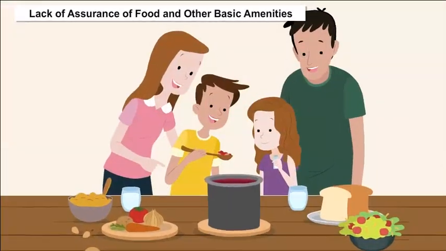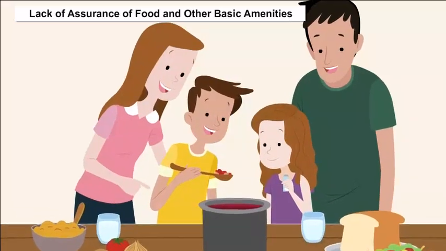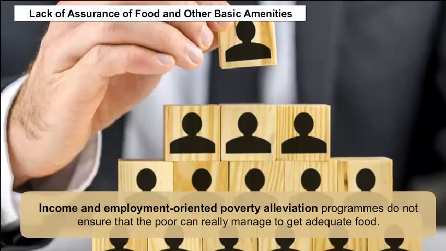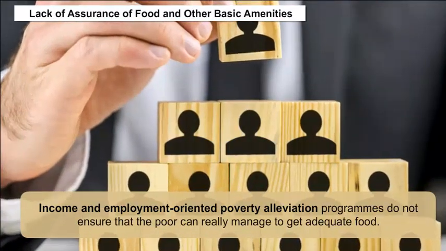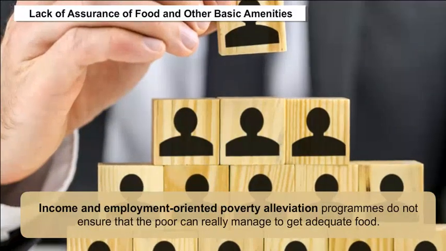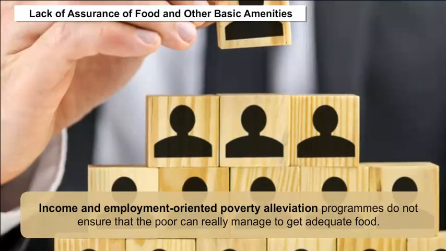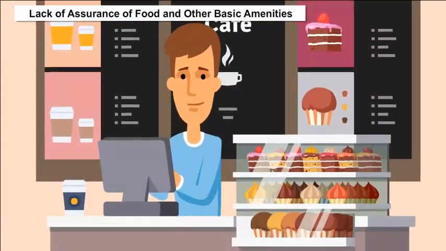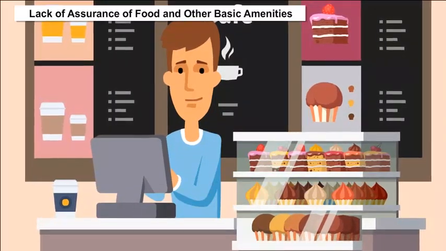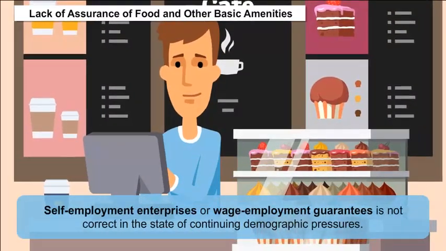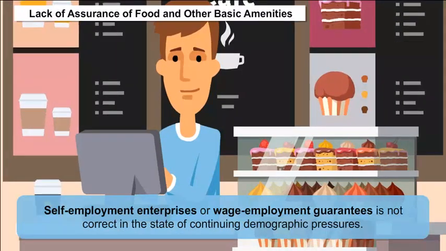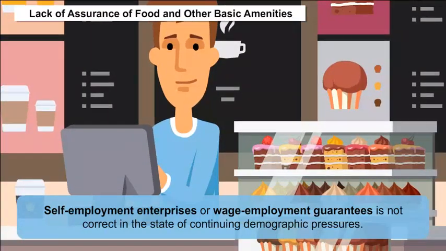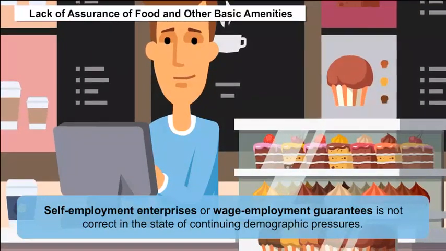Lack of assurance of food and other basic amenities. Income and employment-oriented poverty alleviation programs do not ensure that the poor can really manage to get adequate food all year round for the family with the increased income. Other than this, the household approach being focused around self-employment enterprises or wage employment guarantees is not correct in the state of continuing demographic pressures and increasing number of small size of farm holdings.